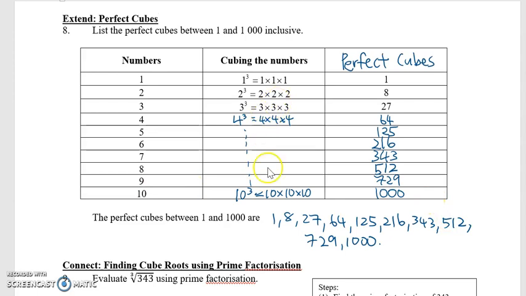Okay, so you should fill in the table. I'll leave you to fill in the numbers here. You should fill in all the boxes and work out the perfect cubes.